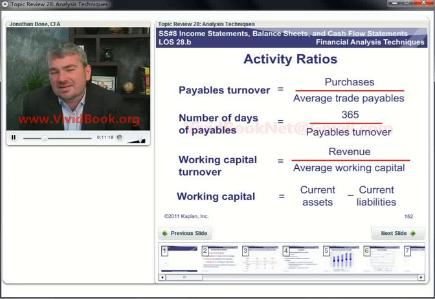Working capital turnover, I'm not sure this is that exciting, shows you, notice revenue on your numerator, average working capital on the denominator, so showing the sales that you're generating from your working capital. Notice our definition of working capital is current assets minus current liabilities.